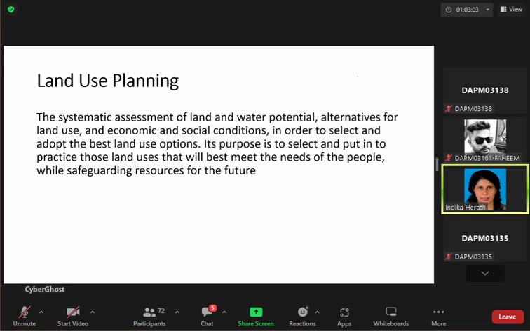right? For many years in our Sri Lanka, land use planning is not like in other countries.